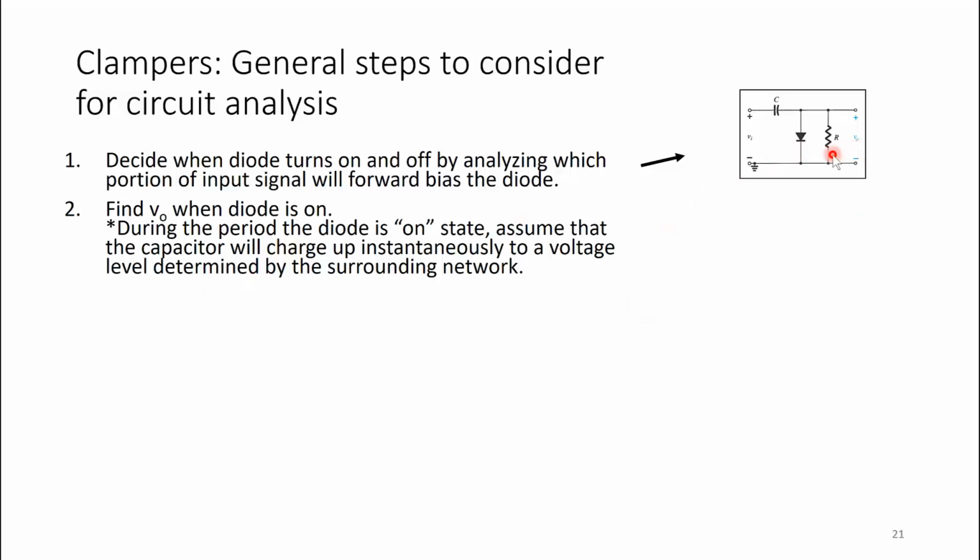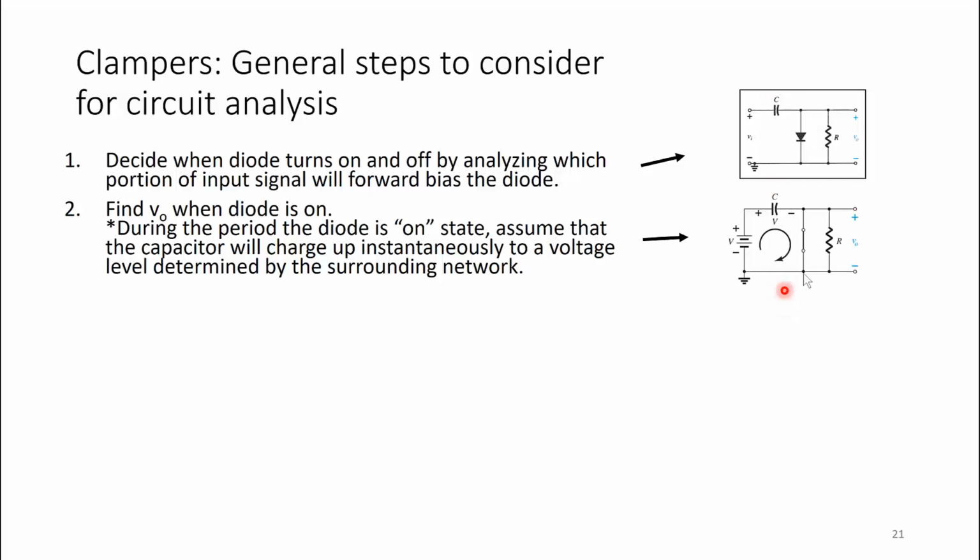Okay, so when the diode is on, find Vout. Find Vout when the diode is on, and in order to do this, during the period that the diode is in the on state, assume that the capacitor will charge up instantaneously to a voltage level determined by the surrounding network. So you find Vout and find the value Vc.